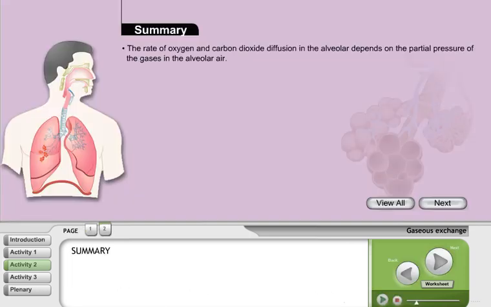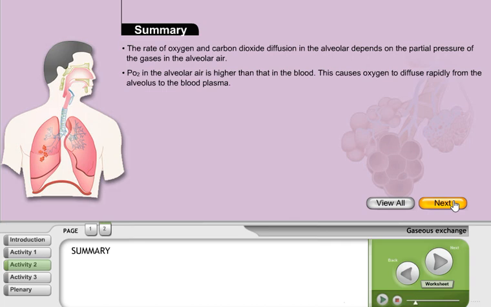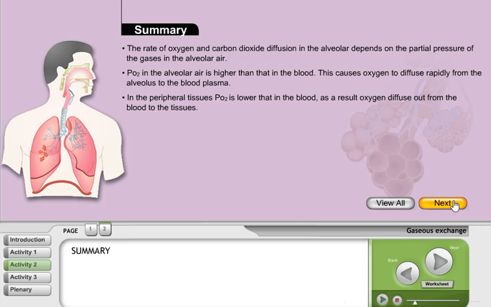Summary: the rate of oxygen and carbon dioxide diffusion in the alveolus depends on the partial pressure of the gases in the alveolar air. Partial pressure of oxygen in the alveolar air is higher than that in the blood. This causes oxygen to diffuse rapidly from the alveolus to the blood plasma. In the peripheral tissues, partial pressure of oxygen is lower than that in the blood. As a result, oxygen diffuses out from the blood to the tissues.